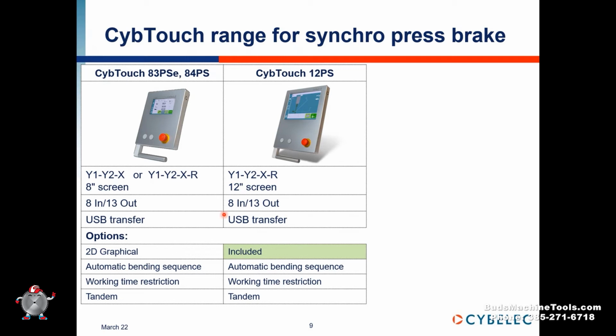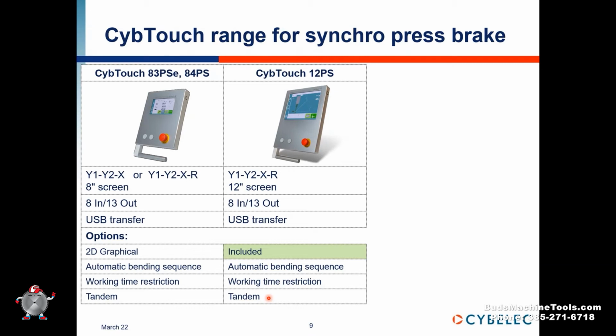Then here, similar to the SIP-Touch 8. So 8 inputs, 13 outputs. Those are digital inputs-outputs, USB transfer. Then the option 2D graphical is included, which means the SIP-Touch 12 per default has the possibility to design parts in 2D. Those three options, automatic bending sequence, working time restriction, and tandem, are similar to the SIP-Touch 8.